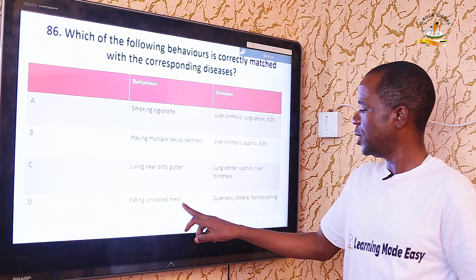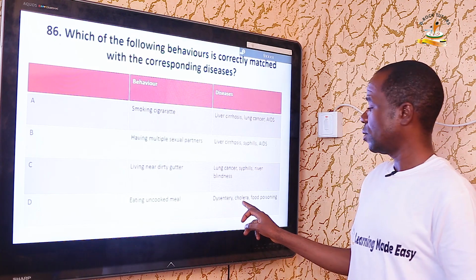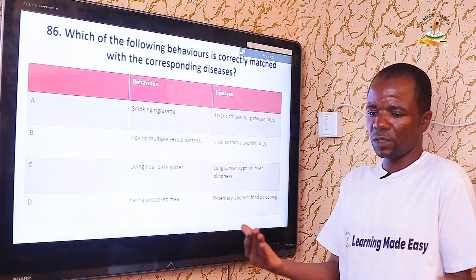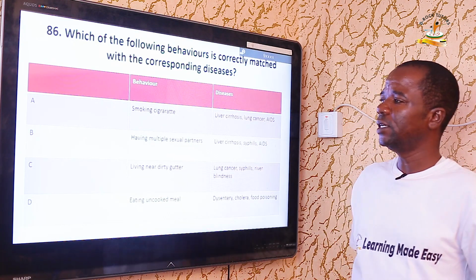Eating uncooked meal. If we eat uncooked meal, it can cause dysentery, definitely. It can cause cholera, and since the food is uncooked, it can contain certain poisonous materials or toxins, so it can cause food poisoning. The correct answer is D.